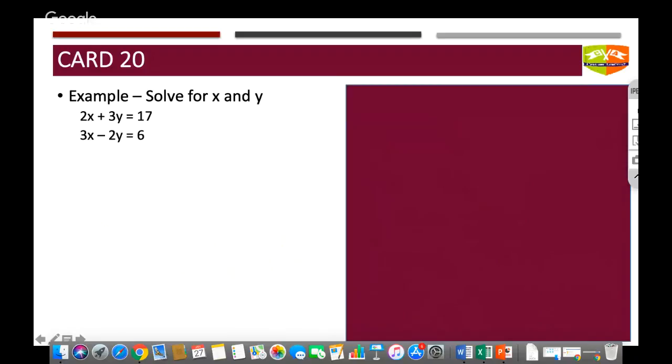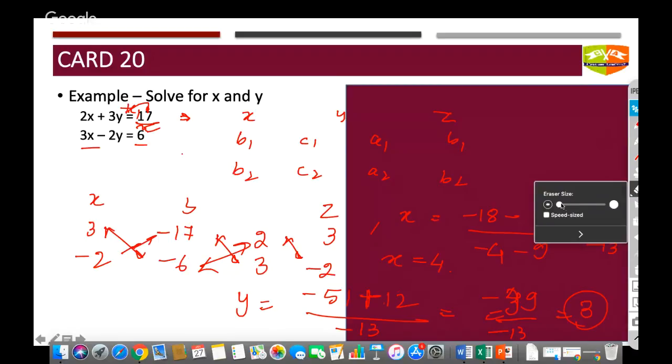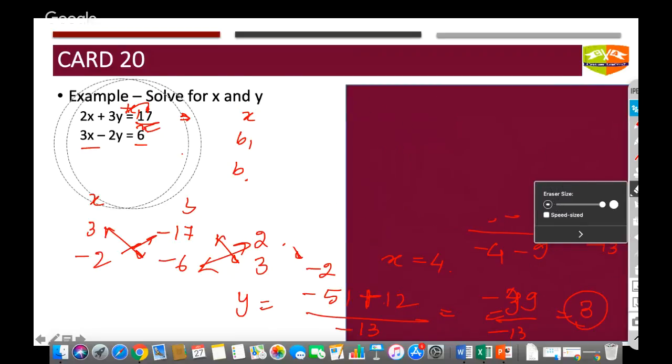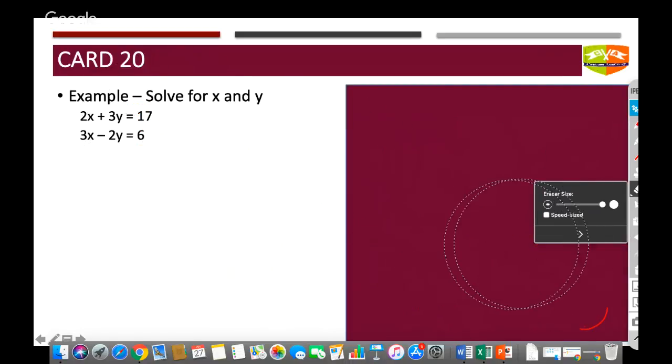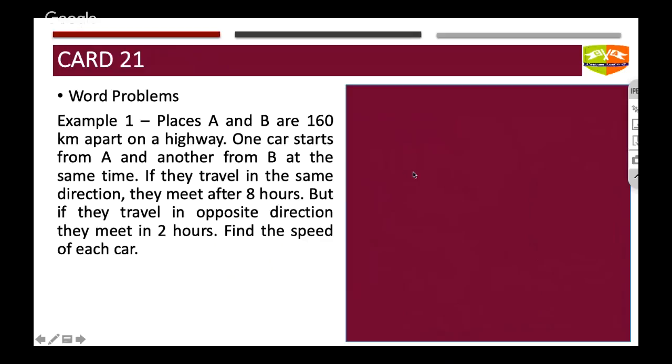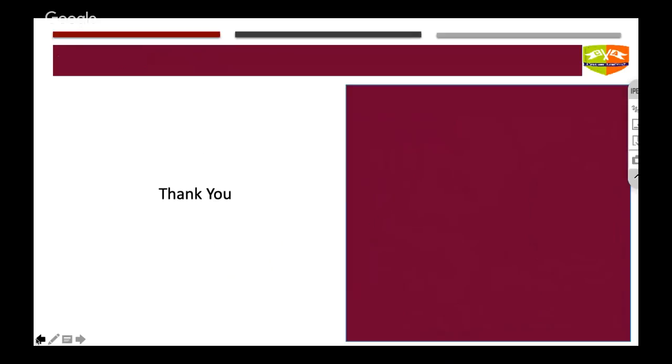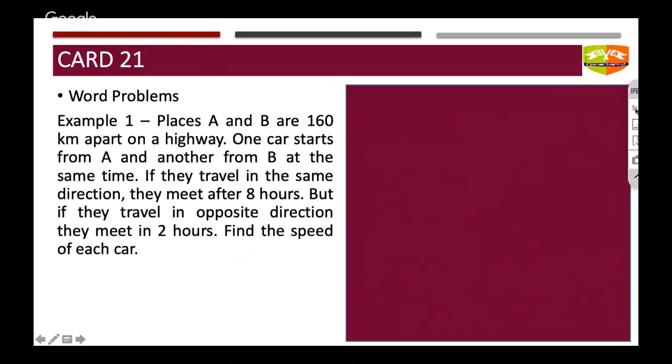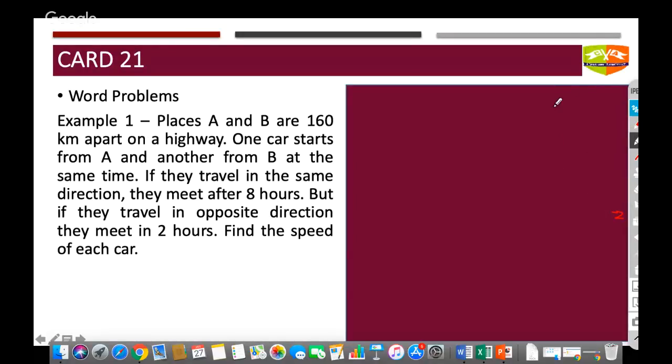Now let me go to another topic, which is word problems. I have taken 2 questions in the word problem. What I'll do is, I'll take the first question and then I'll go to the second question. And the word problem is like this. The first question which I have taken is from time, speed, and distance, and this tells me that two places A and B are 160 kilometer apart on a highway. One car starts from A and another car.